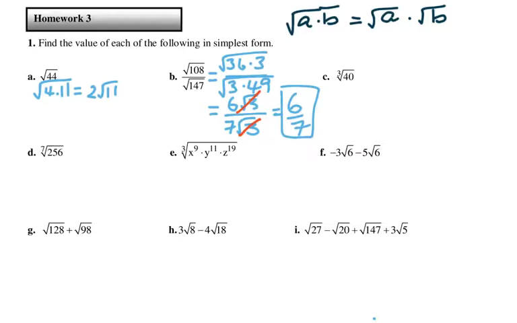In part C, now we're looking for a cube number. So the cube numbers, well, what do we got? 1 cubed is 1, 2 cubed is 8, yep, that goes into 40. So 8 times by 5 is 40.